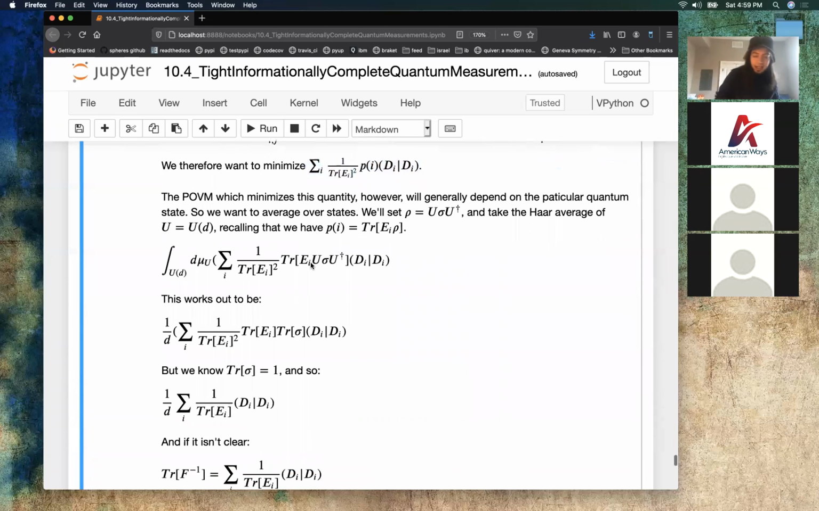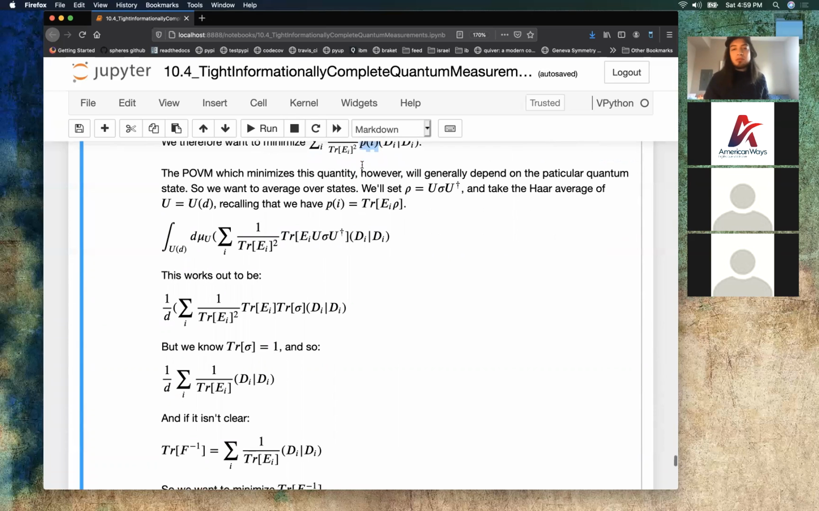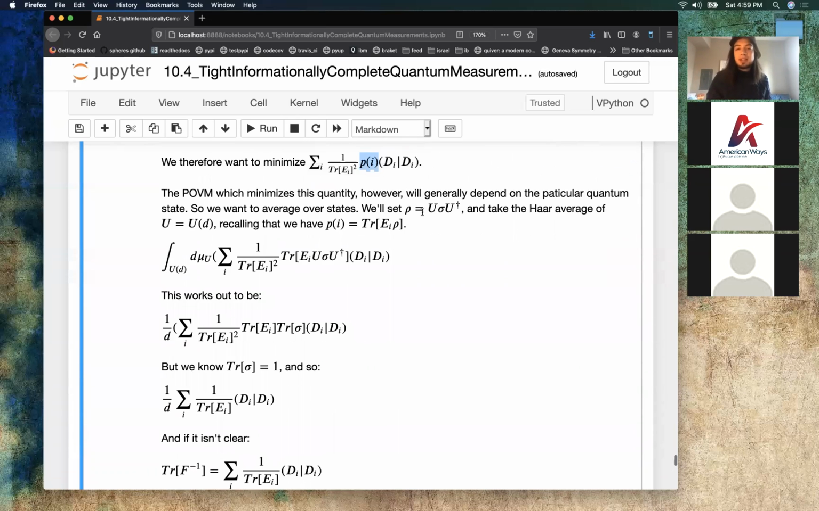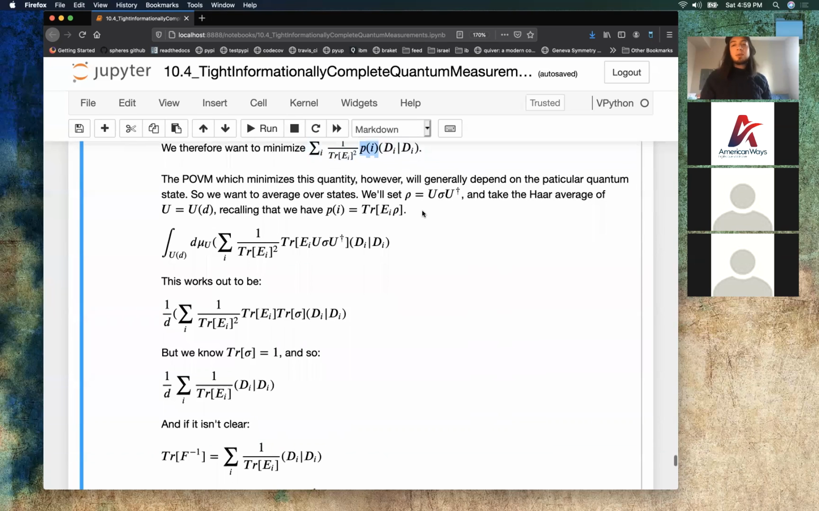Now, the problem is that the POVM which minimizes this quantity depends on a particular state, these P_i's, so it is going to depend on the state. So what we really ought to do is average over all the states. So we'll set rho to be some unitary times some sigma times unitary adjoint, and then we're going to integrate over all the unitaries.